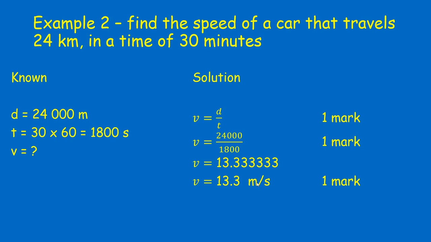Now you don't get any marks unless you write the metres per second in, right, at the end. So that final mark is for the answer, 13.3, rounded to a sensible number, plus the unit of metres per second.